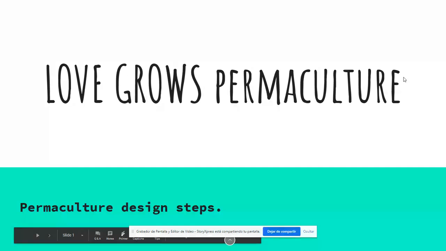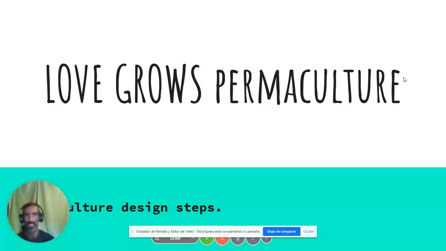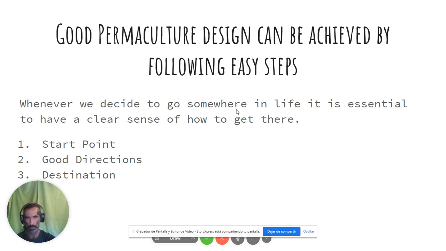Okay, so today we're actually going to be talking about permaculture design steps. With permaculture, we've got a very defined methodology of how to go about making a permaculture design. Okay, and we're going to talk about that in the steps.